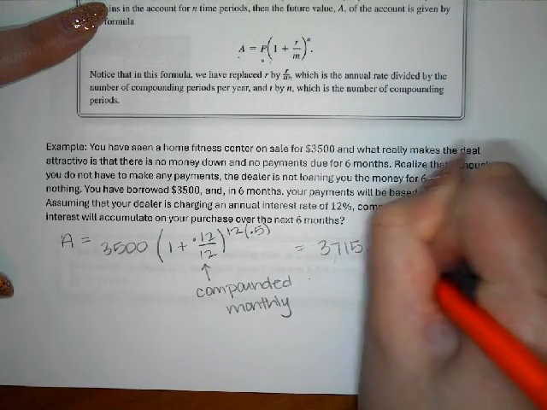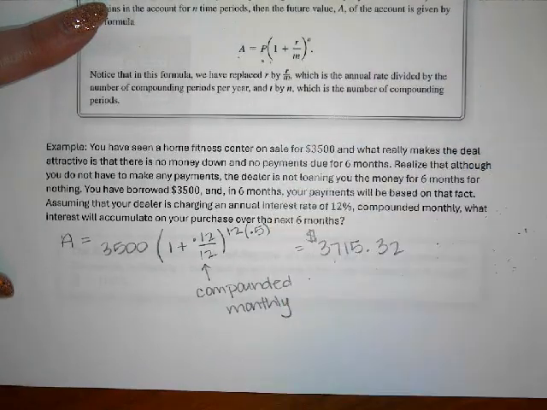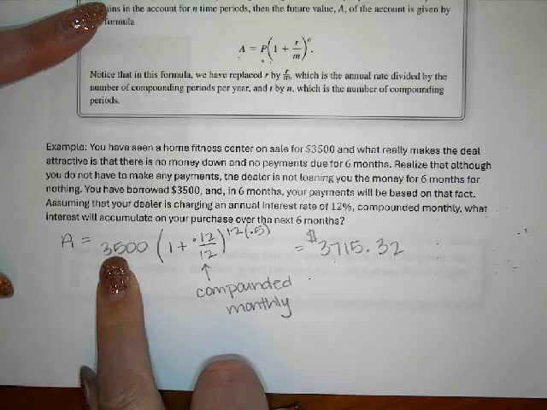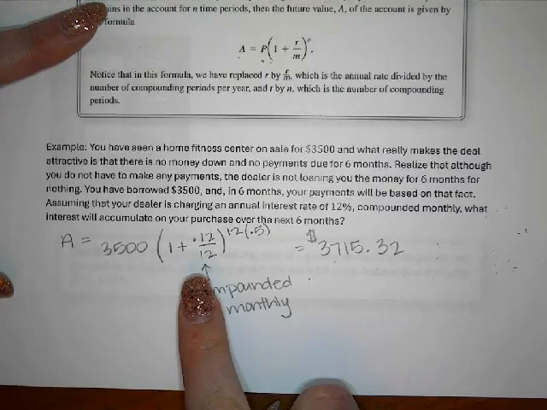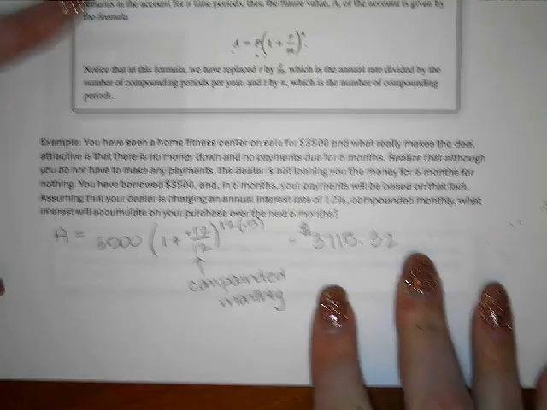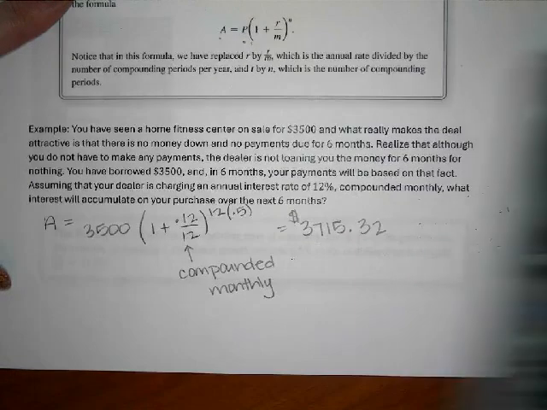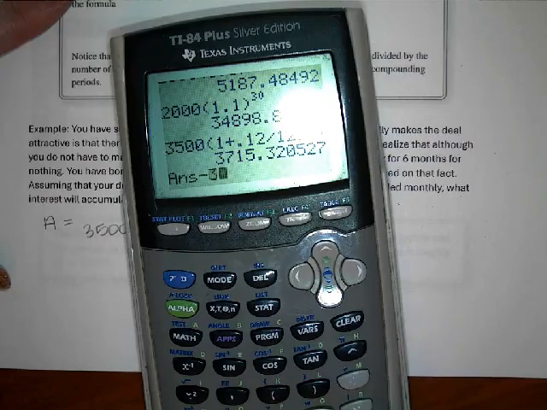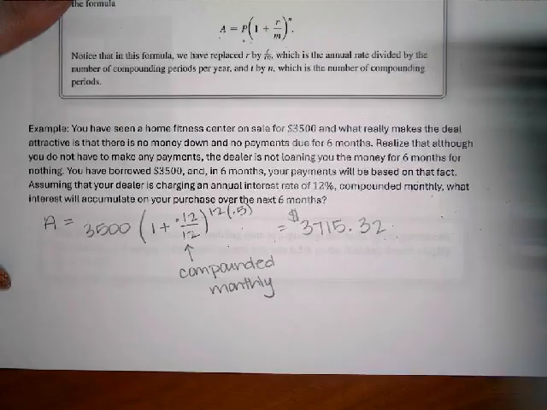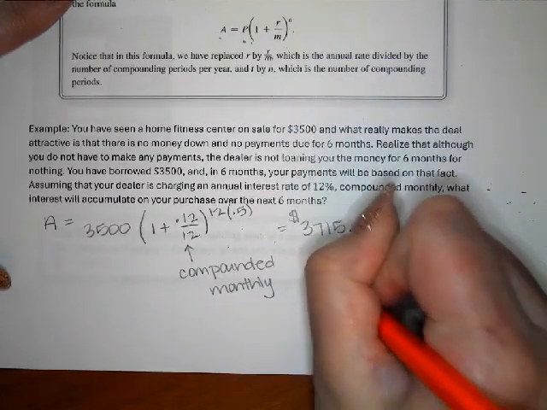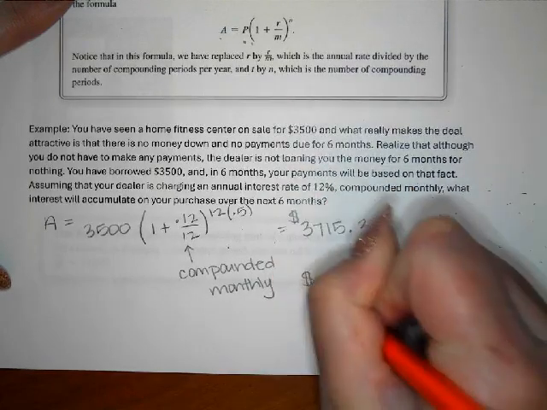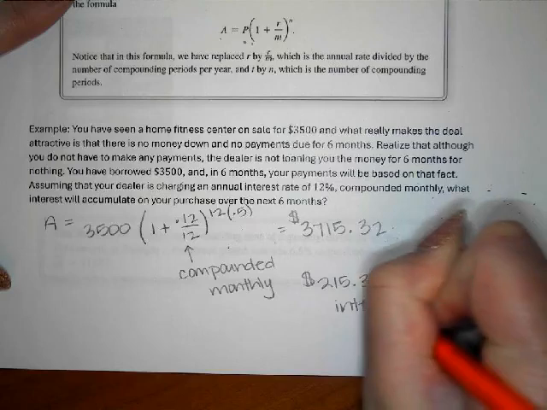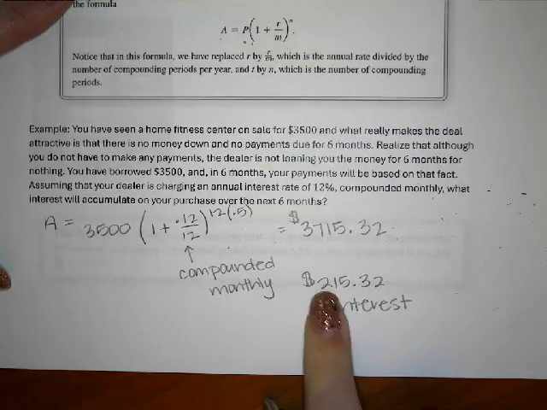So $3,500 of that was for the original cost of the home fitness center. But then there's money beyond that that we're just paying in interest. So if I take away $3,500, then that means that $215.32 is the interest that I didn't have to pay for 6 months, but I'm definitely paying it. I'm just paying it after the 6 months have passed.